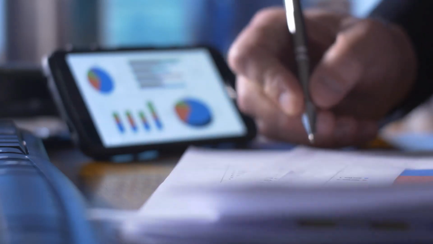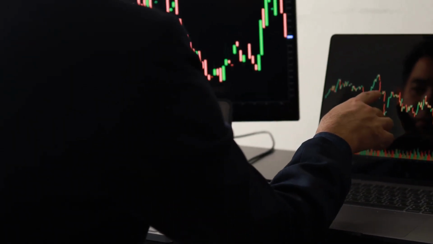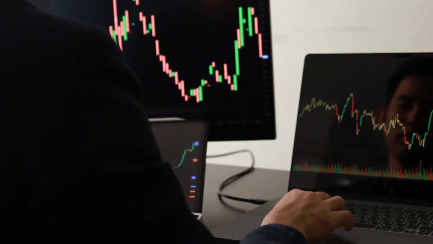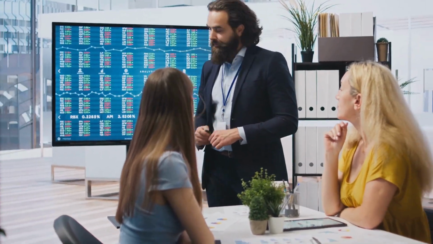Now, let's talk about the risks involved in investing in treasury bonds and bills. While these are generally considered low-risk investments, they are not entirely risk-free. Here are the key risks you need to be aware of.